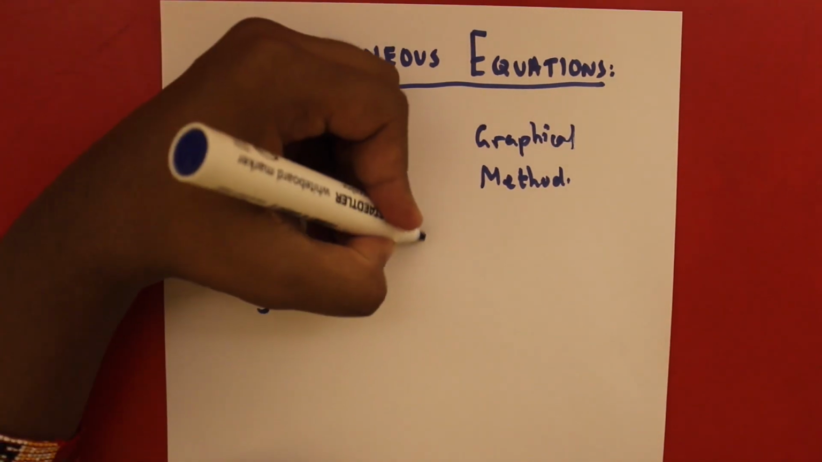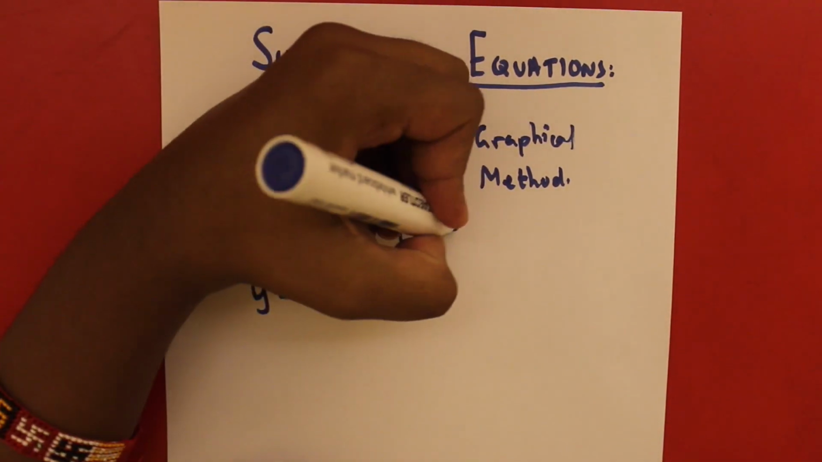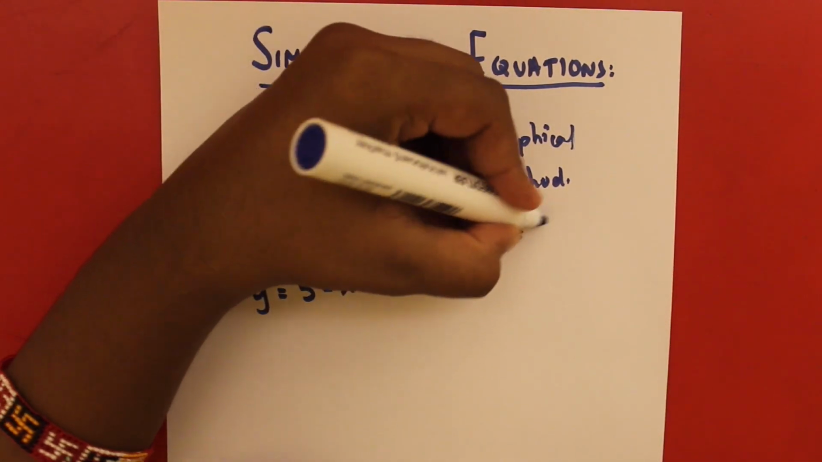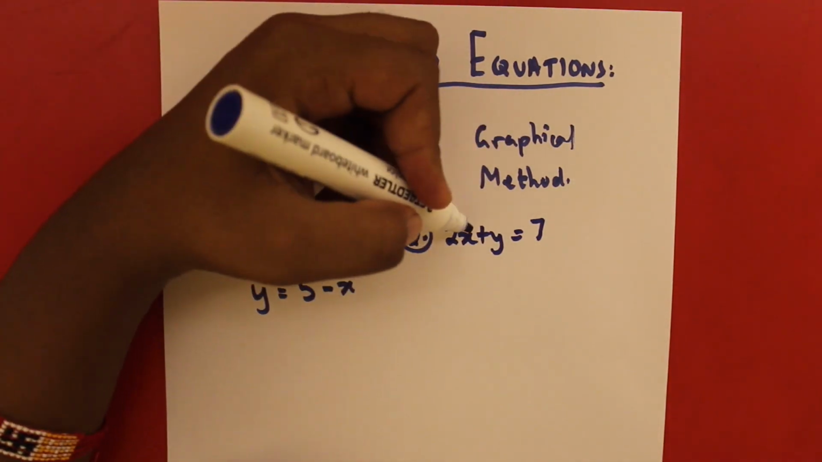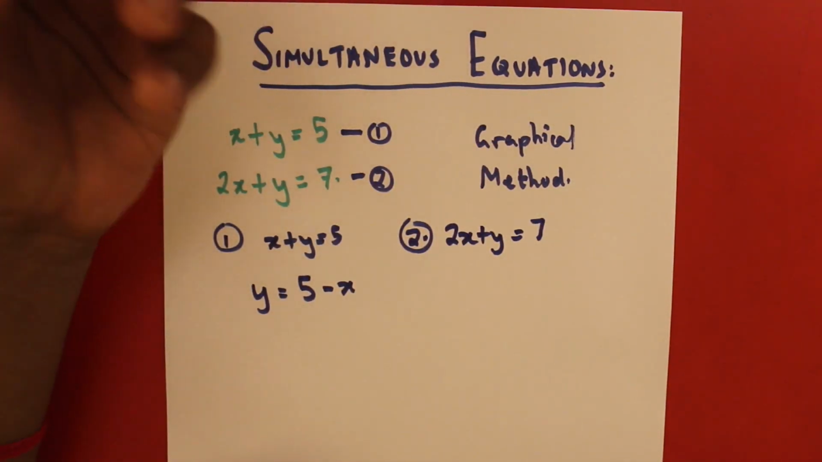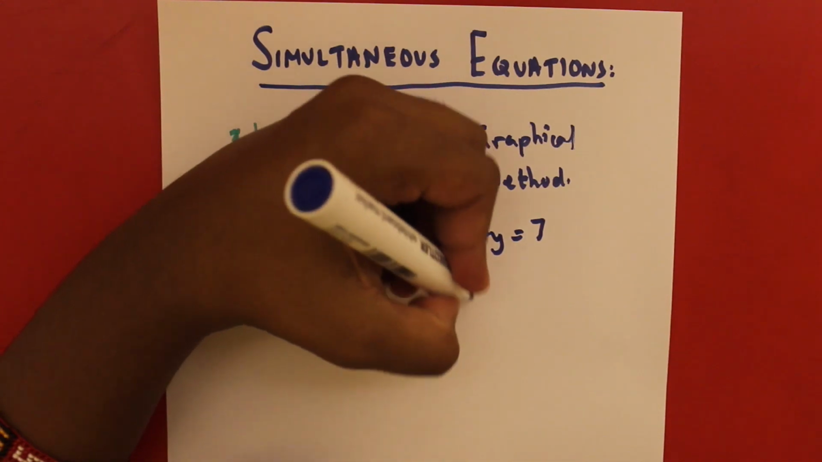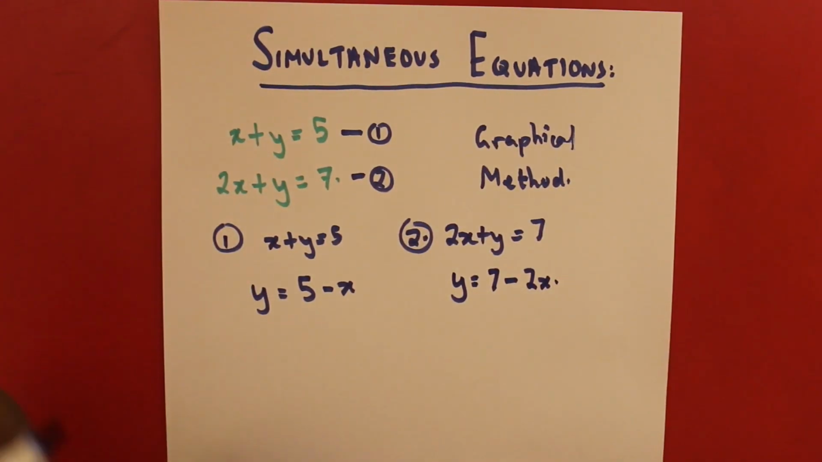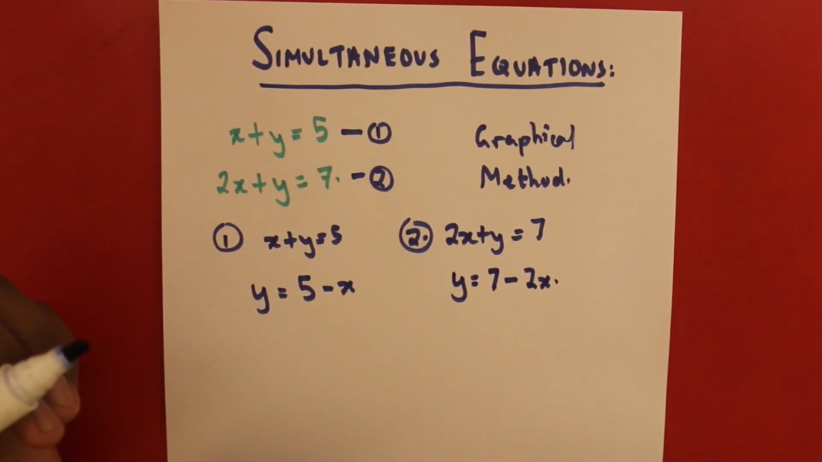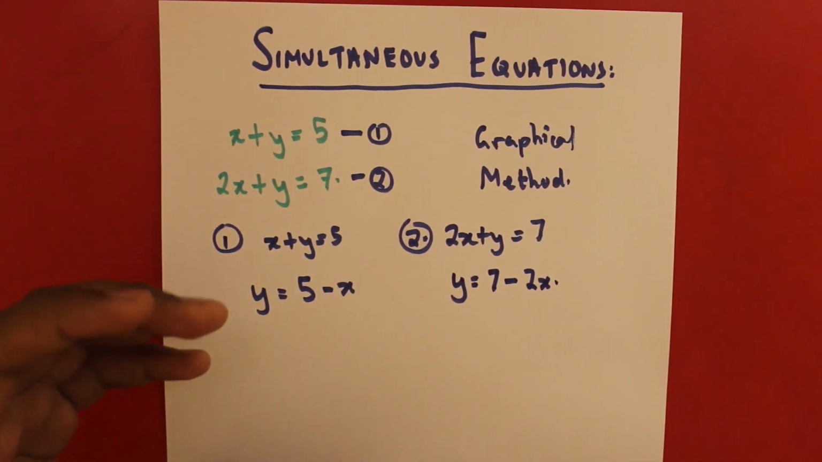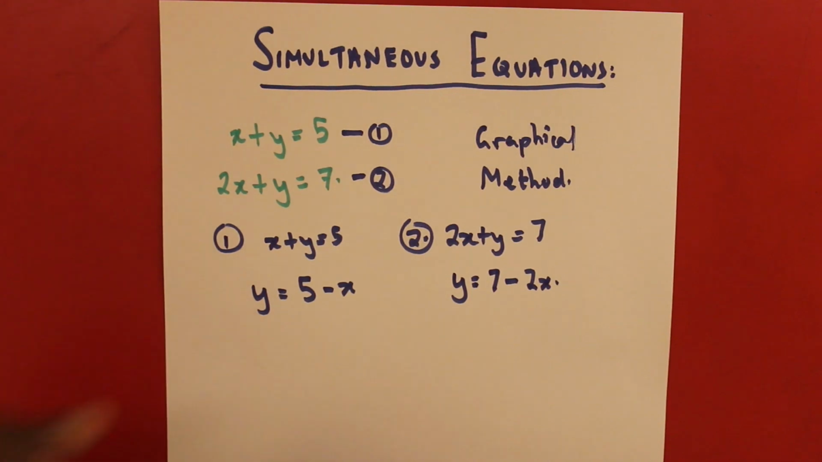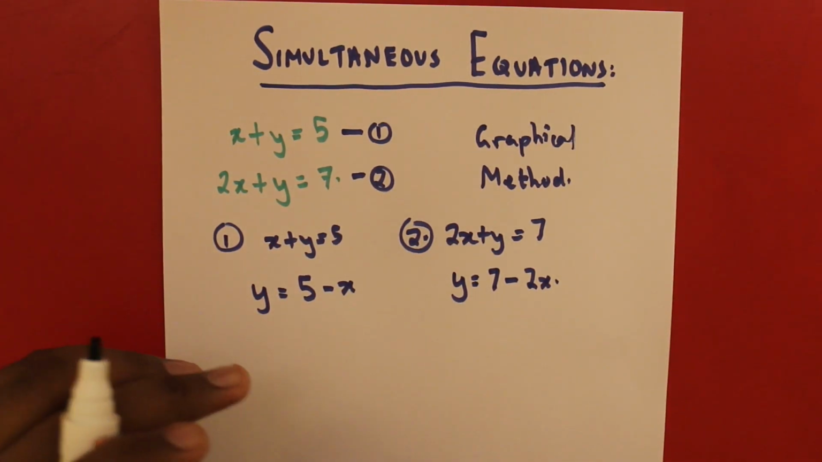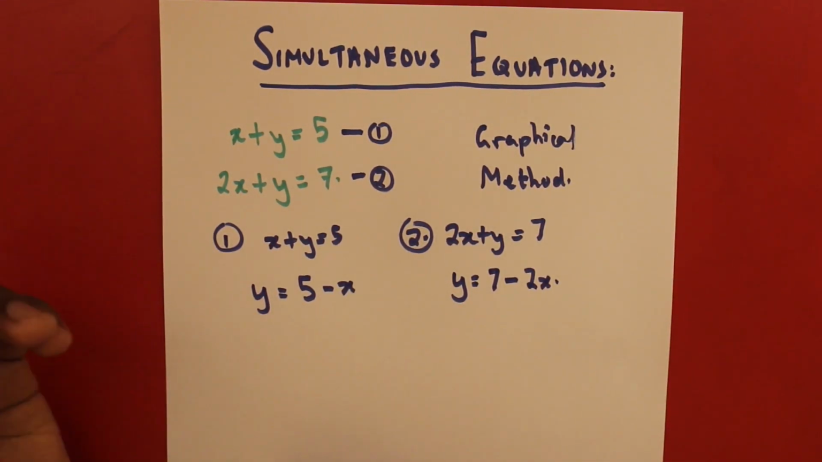Now for equation 2, 2x plus y is equal to 7. Again, we have to move the x to the other side to make y the subject of the equation. So y is equal to 7 minus 2x. So now we've made y the subject of these equations, and we'll be able to get points which we can use to plot the graphs. What we have is an equation of a straight line that can be plotted in the graph.